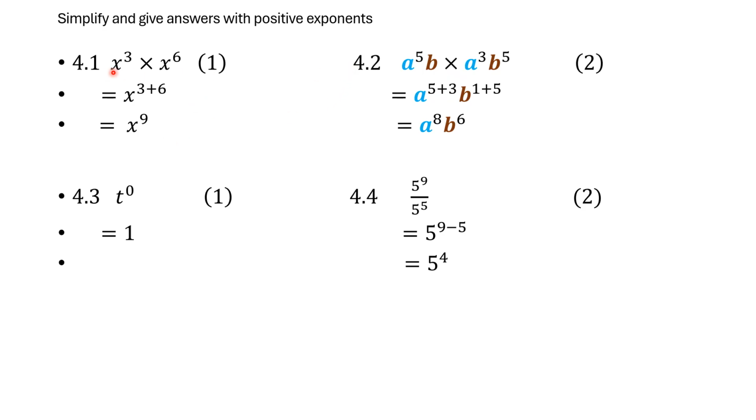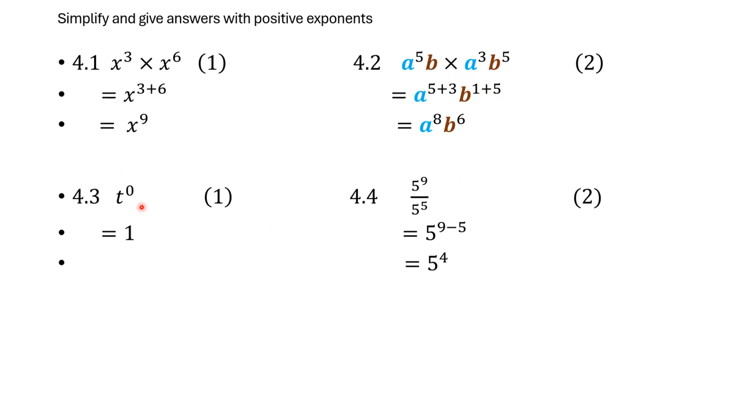4.2, we've given you now more than one variable. We have a to the 5 b times a cubed b to the 5. A and a, same base, so I keep the 1 base and I say 5 plus 3, because I'm multiplying, I add the exponents if the bases are the same. Then b, now this is where we catch all out. You'll forget there's an invisible 1. That becomes 1 plus 5. A lot of learners forget that and they write b to the 5, and now you lose the mark. So 5 plus 3, 1 plus 5, gives me a to the 8, b to the 6. 1 mark there for each one being correct.